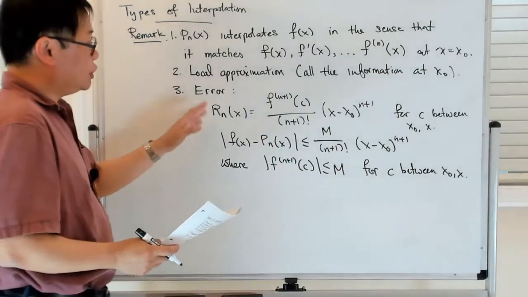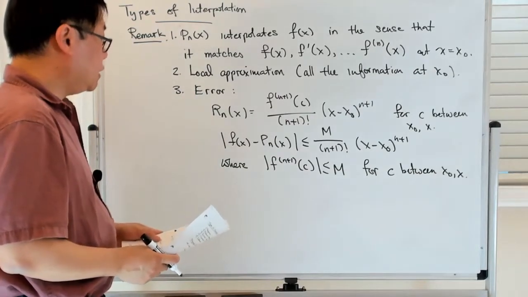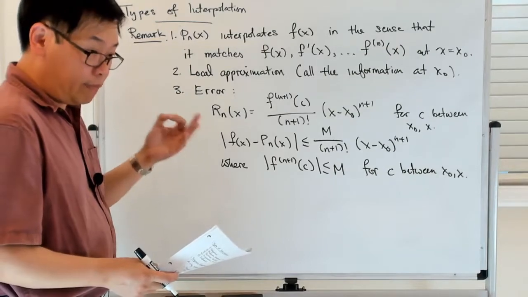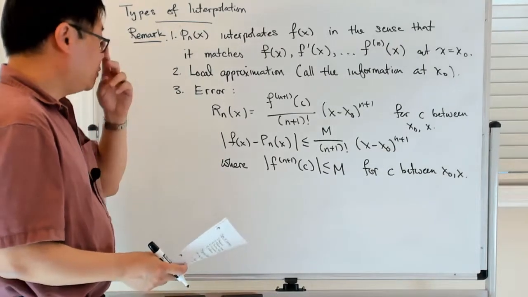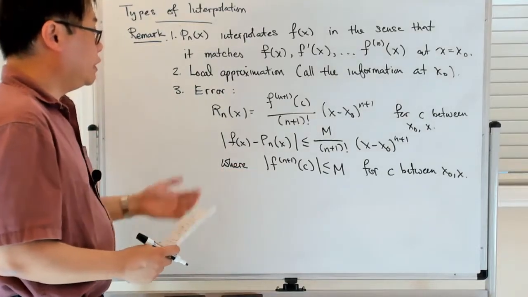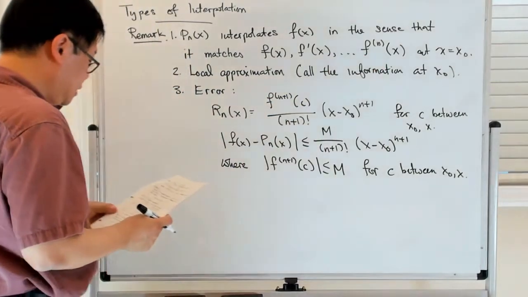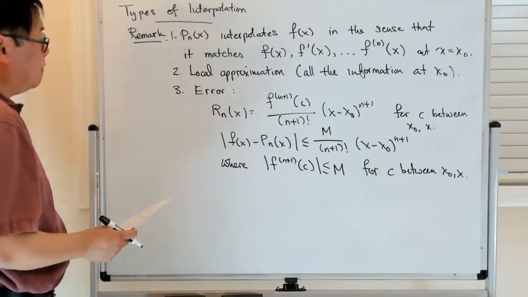So this is the sense in which the Taylor polynomial is an interpolant of the data. It's a polynomial whose value at x0, as well as its derivatives up to the appropriate order, agree with the original function. Okay. So that's one approach.